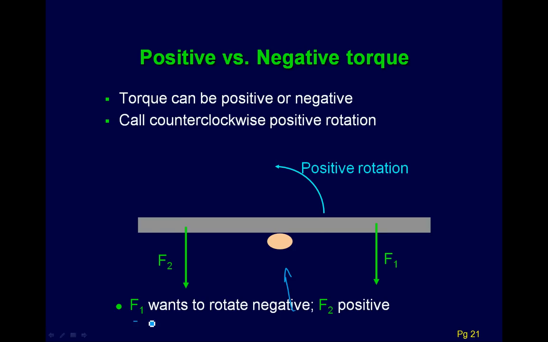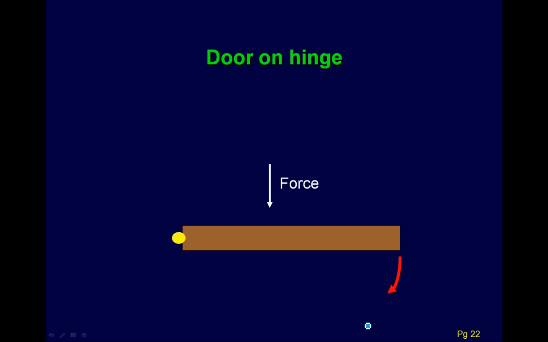And so in this picture, F1 wants to rotate it negative, F2 wants to rotate it positive, though they're both pointing in the negative Y direction. So you've got to be super careful about which way it's actually rotating your object, not which way it's pointing. So torque can be complicated that way.